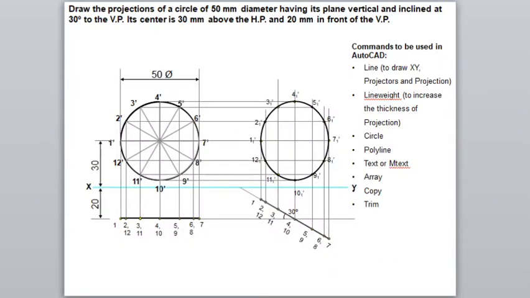The example is of a circular plane which is having 50 diameter, having its plane vertical and inclined at 30 degrees to the vertical plane, and it is having its center at 30 above the horizontal plane and 20 in front of the vertical plane. So the circle is going to be initially placed on the horizontal plane, and it is lifted to a position of 30 from its center in the upward direction.